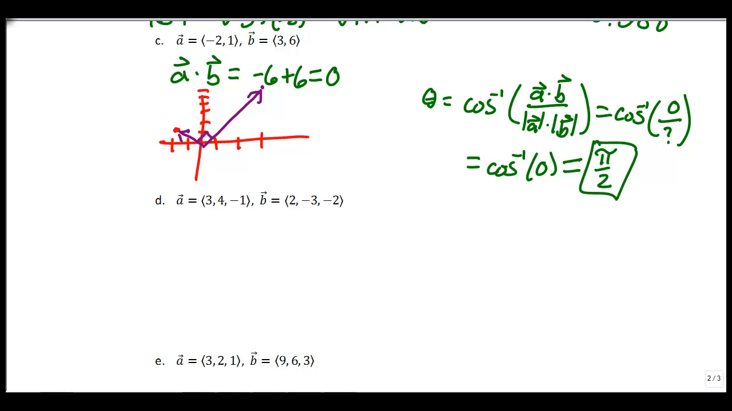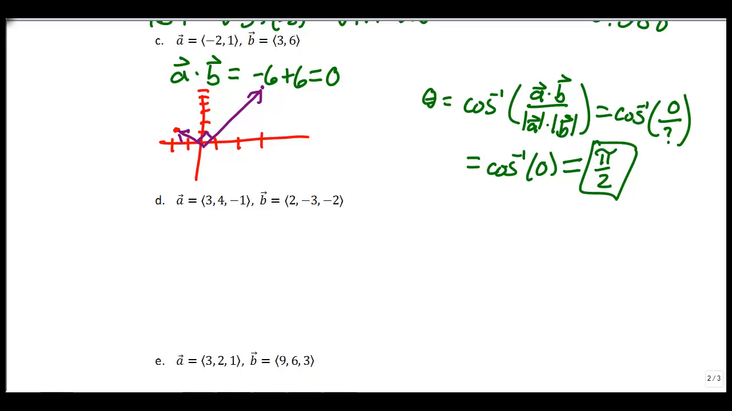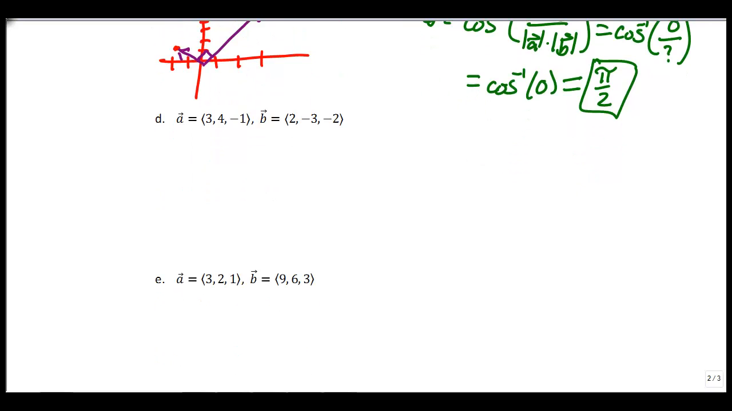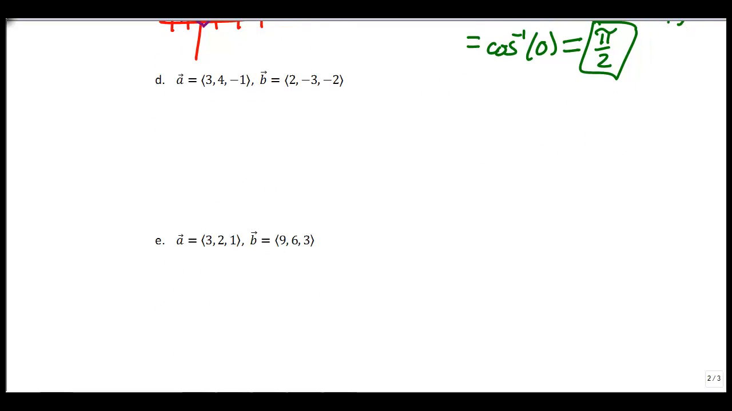And so there's a common fact that we want to know is that when you dot two vectors and you get 0, that means the two vectors are perpendicular, or sometimes you hear the word orthogonal, or they're at a right angle to each other. So in the end, dot product is 0 means the angle is pi over 2.